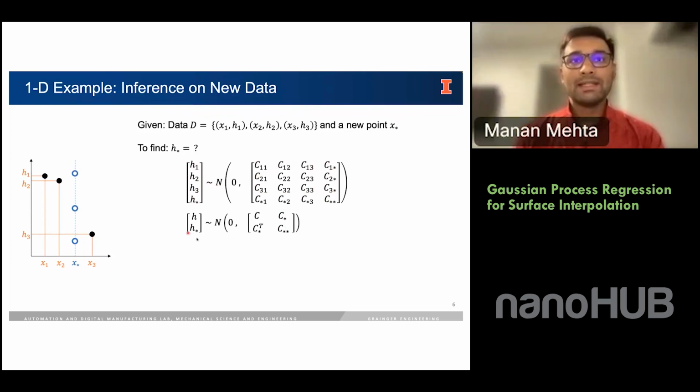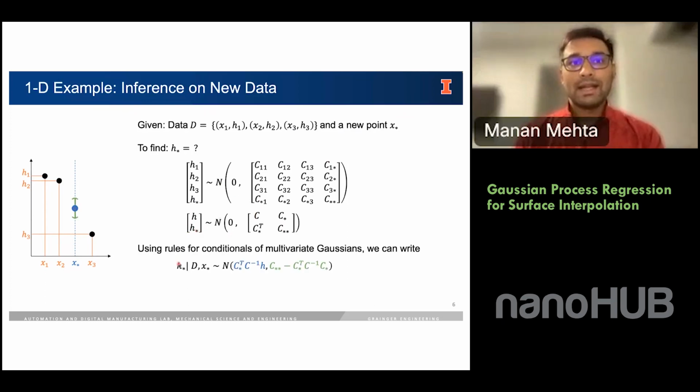Once I have my heights in this formulation, then getting a distribution for h star is fairly straightforward because there are rules for conditionals of multivariate Gaussian distributions. And so I can say that the distribution for h star, given all this data and given this height h, is a multivariate normal distribution with some mean and some standard deviation. So this mean can be the expected height h star at that point, and the standard deviation gives you the confidence with which I can say that the height is h star.